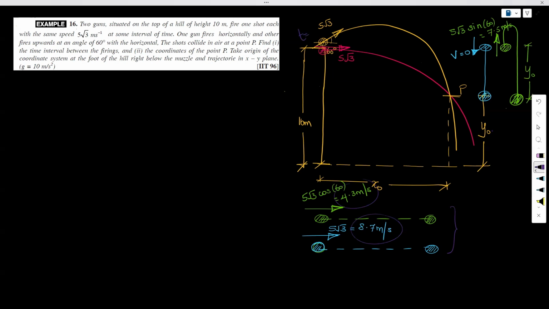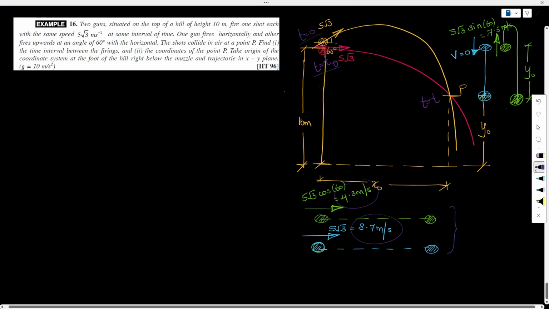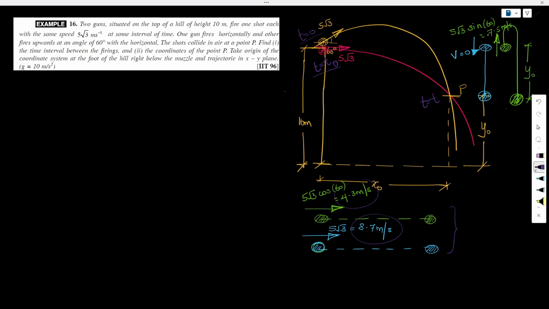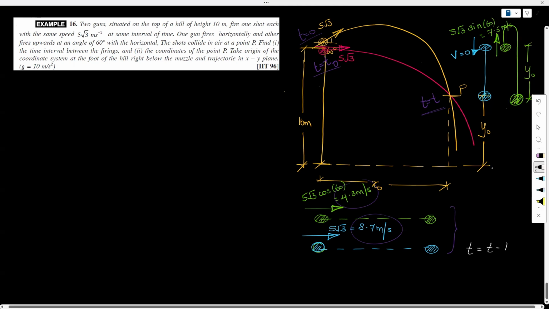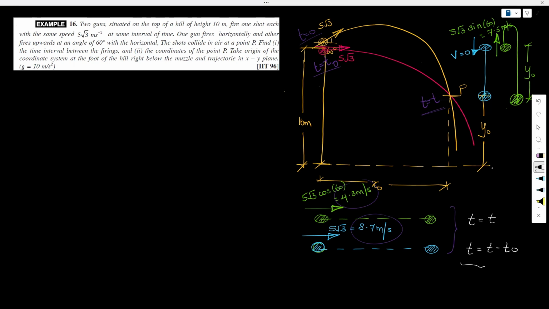So let's call it t equals 0. And the other one has been fired at t equals t naught, right? So the first one, the one that is making an angle of 60, should have been fired at t equals 0, and let's say the other one has been fired at t equals t naught. And both of them are meeting at t equals t. So the second one must have had a time of flight of t minus t naught, and this one should have a time of flight of t, right?